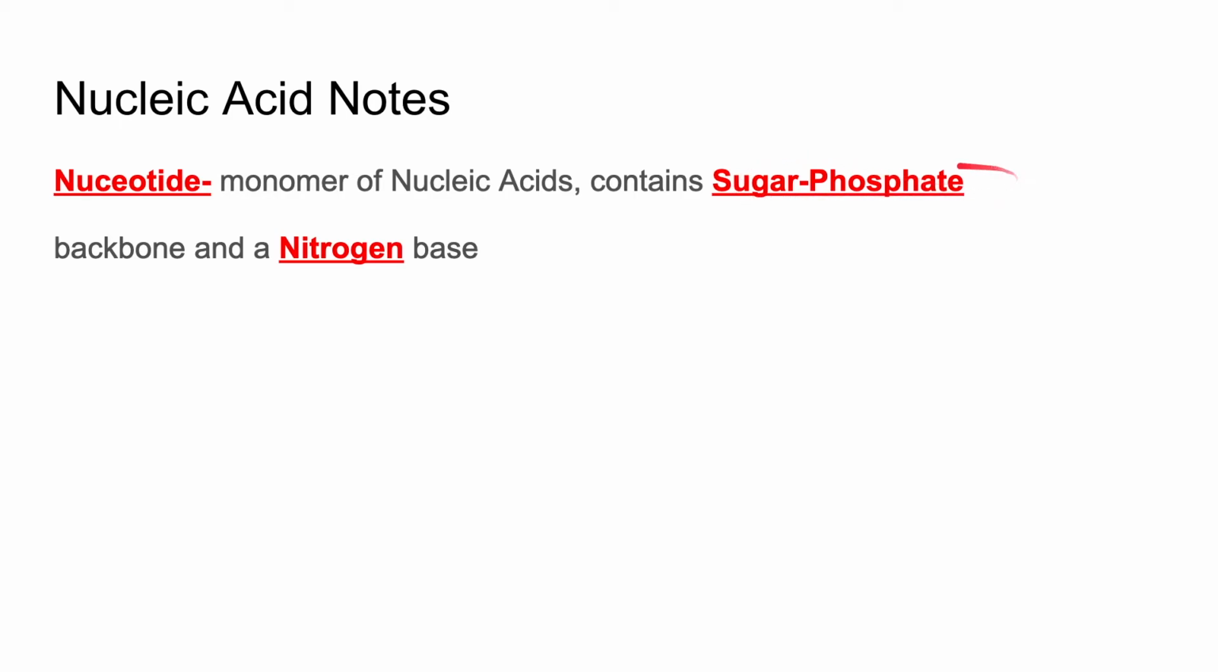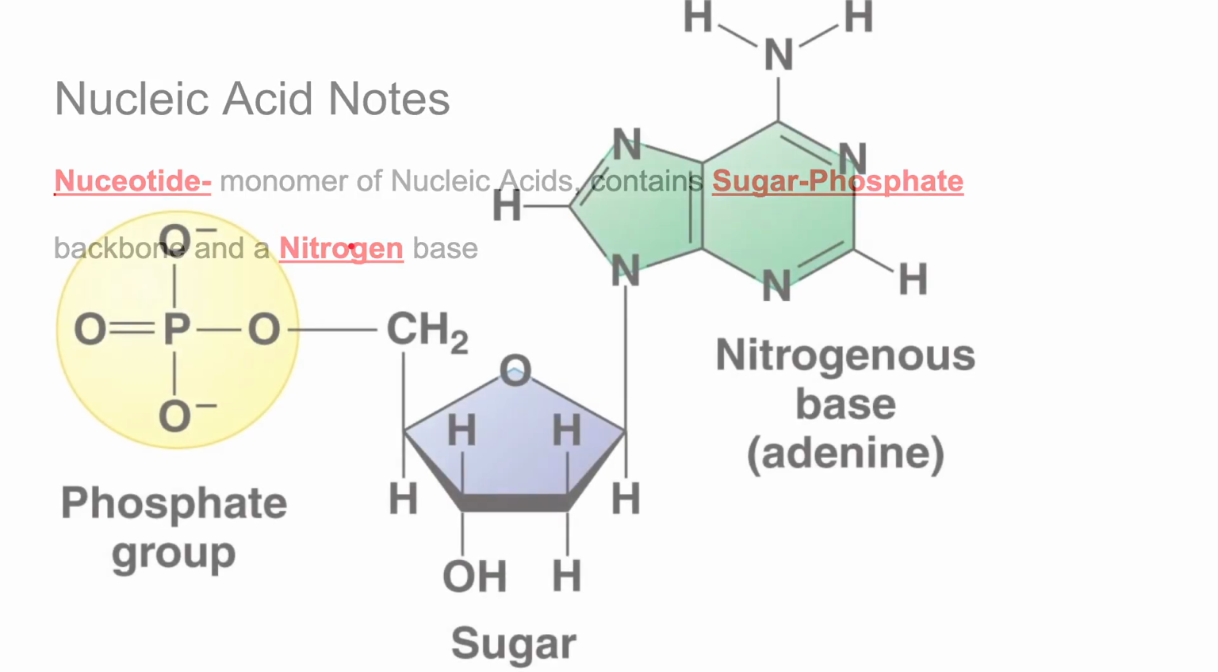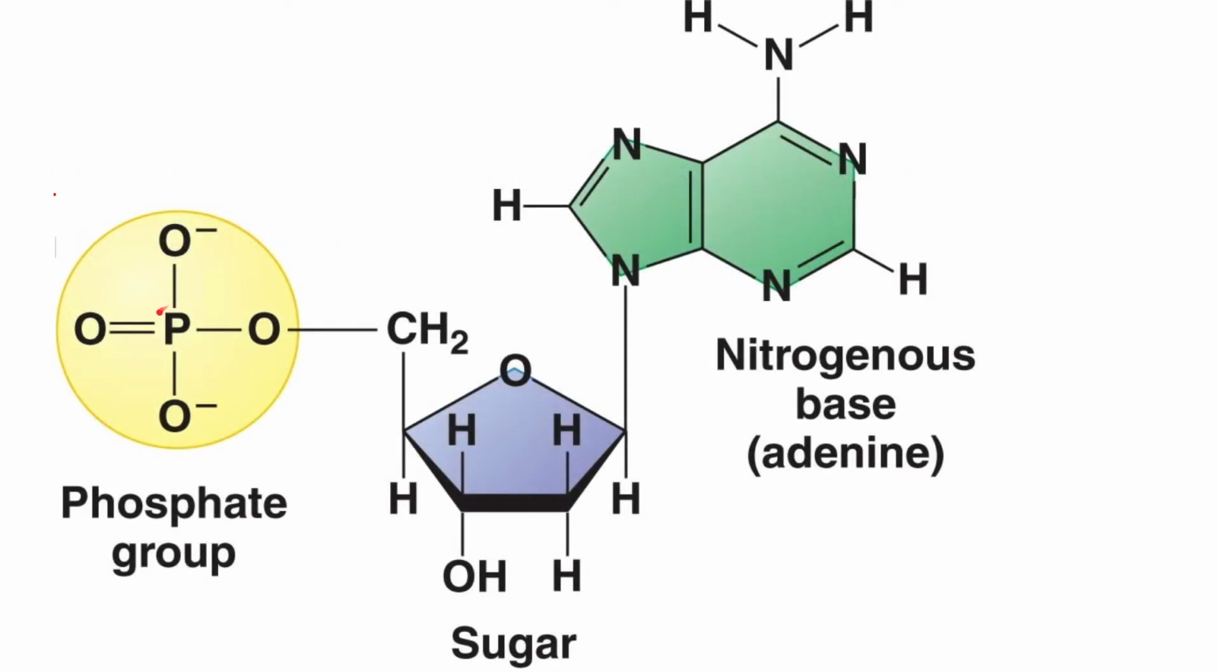It contains a sugar, a phosphate, and a nitrogen base. And that sugar and phosphate are sort of arranged into the backbone, or the sides of a ladder, whereas the nitrogen base makes up the middle rungs of a ladder, that you actually put your hands and feet on in terms of the structure. And so here we have our sugar, phosphate, nitrogen base rung.